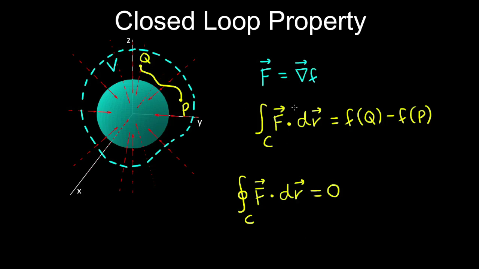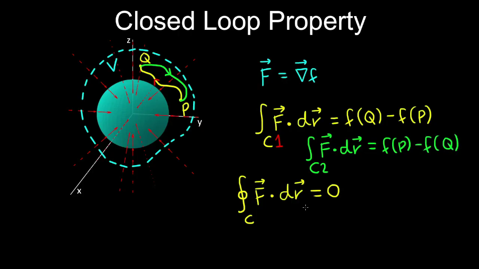So for example, evaluating the line integral over this curve, which we'll call C1, gives f of Q minus f of P, and over another curve in region V, where these two curves form a closed loop. So here we have the line integral of F dot dr over curve 2, which will evaluate to f of P minus f of Q. So adding these together, we get the integral over the entire closed loop, which we can see on our right hand side evaluates to 0.